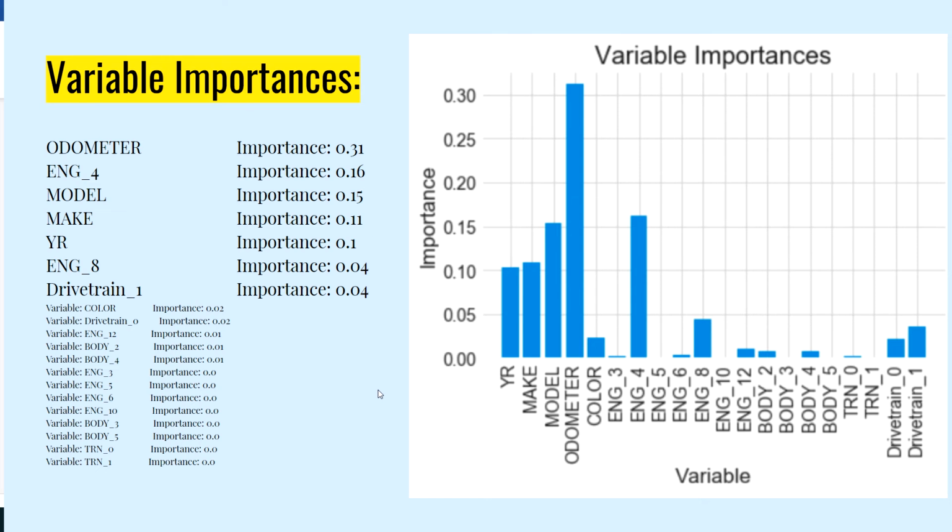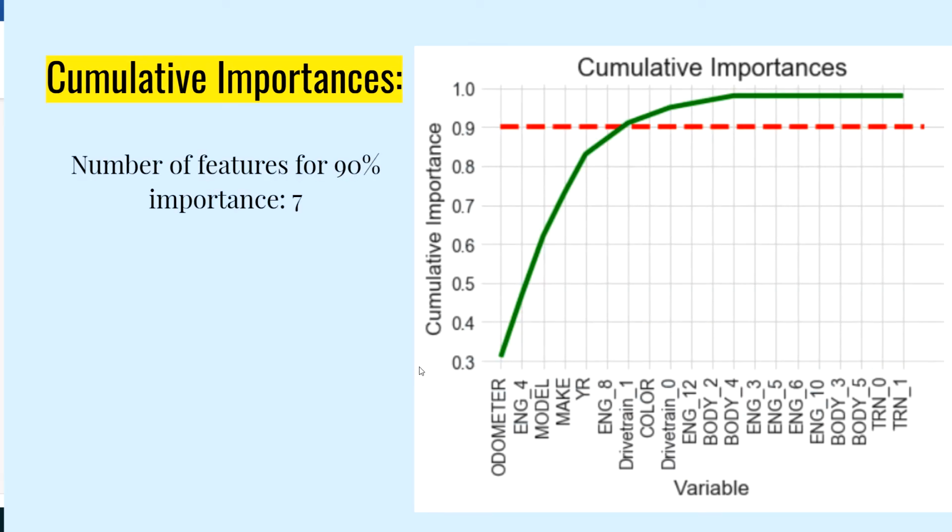Before building my random forest model, I checked the importance of each feature compared to the price. For example, odometer is 0.31, engine is 0.16, and we can see that on a graph as well. After, I built a cumulative graph to determine the 90% of the features: odometer, engine, make, year, and engine. So the rest of the features are kind of useless. After 90%, they have a less effect of only 10.